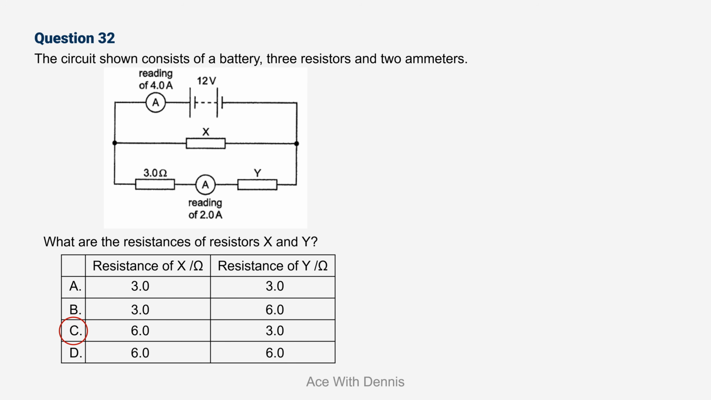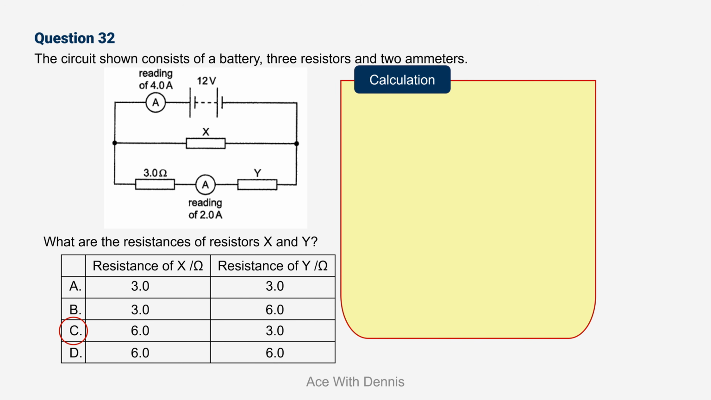The answer is C, 6.0 ohms for resistance of X and 3.0 ohms for resistance of Y. So here's the calculation. First, we need to get the current at this branch. So the reading for the first ammeter is 4.0 amps, which is the current that flows up from the battery, and this is the total current.